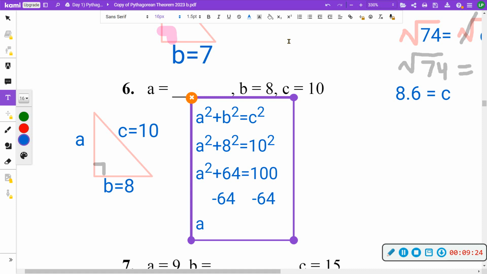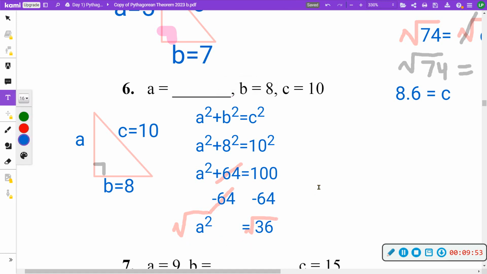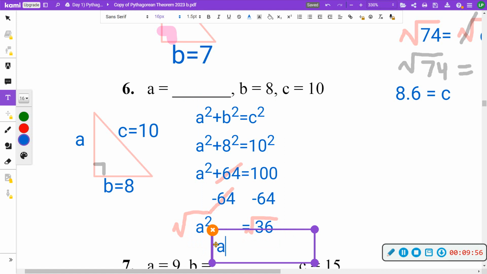And I'd get A squared equals, and 100 minus 64, that's 36. So again, all I did was I tried to subtract off common factors to get A squared by itself. I would then take the square root of both sides to cancel out the square, and I get A is equal to the square root of 36. Well, square root of 36 is 6. So I got A equals 6.